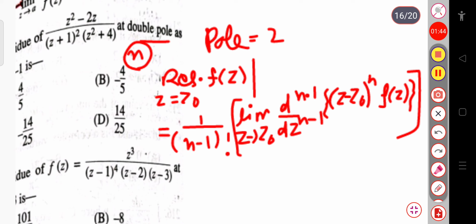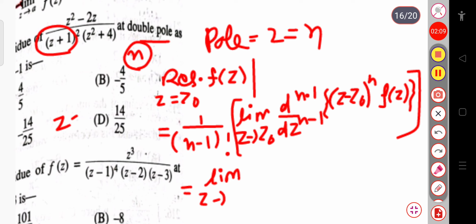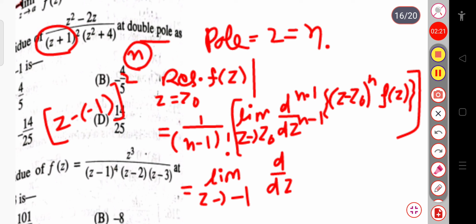Now here it is given that it is a pole of order 2, so in place of n I will write 2. So this is 1 by (2 minus 1) factorial, that is simply 1, into the limit z tends to z naught. Here you can see this is z plus 1 whole square, so you can write this as z minus (minus 1) whole square. The value of z naught is minus 1, so z tends to minus 1, d by dz. Since n is 2, 2 minus 1 is 1, you have to take the first order.